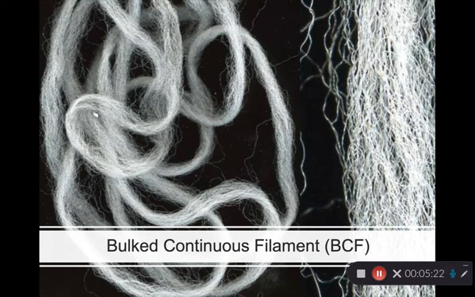It is, of course, slightly weaker than a smooth filament type of yarn, but it still doesn't shed or pill as much as you would see with a spun yarn. Also, bulking can add a little bit of elasticity to a yarn as well.